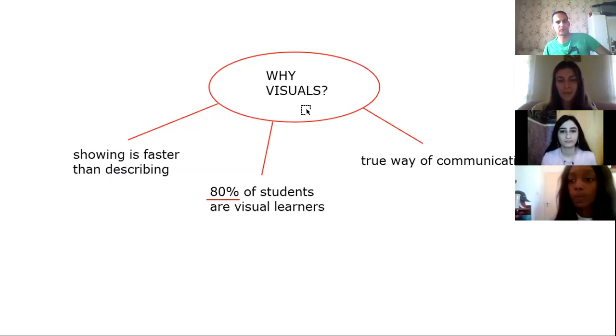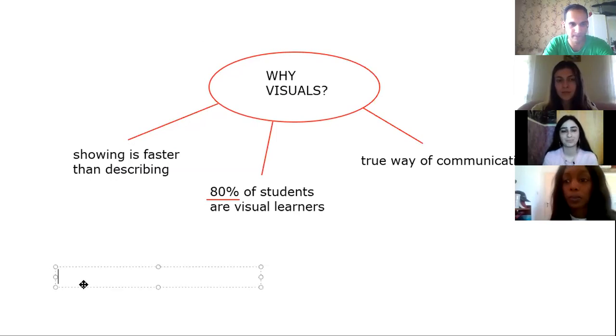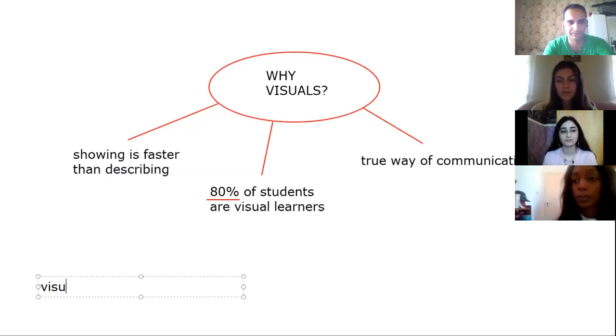Visuals can be. So we say visual, and the first thing that can come to your mind is pictures. But actually, visuals is everything that we can see. Let's divide them. Visuals can be.